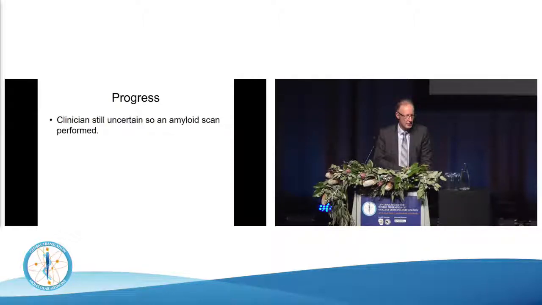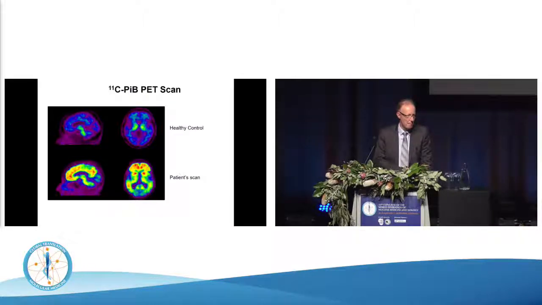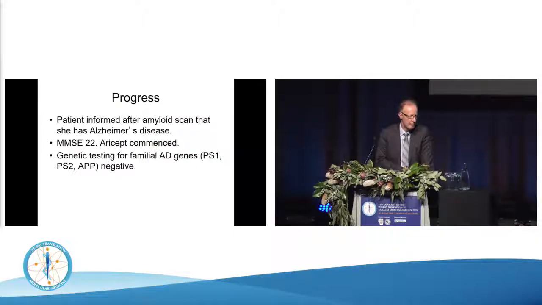The clinician was still uncertain, so an amyloid PET scan was performed. So here's the patient's scan. This is PIB versus the healthy control. Patient was then informed finally that the scan was positive and she had Alzheimer's disease.